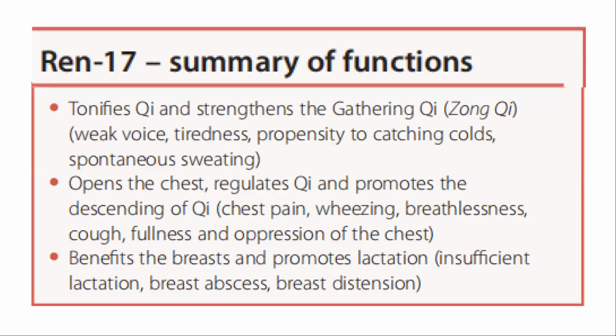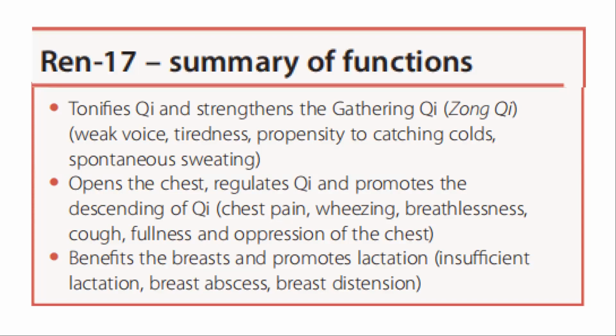Ren 17, the summary of function. It tonifies qi and strengthens the gathering qi, the zong qi, for weak voice, tiredness, propensity to catching colds, and spontaneous sweating. It also opens the chest, regulates qi, and promotes descending of qi, for chest pain, wheezing, breathlessness, cough, fullness, and oppression of the chest.